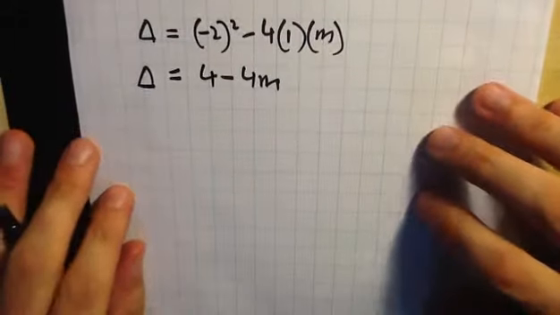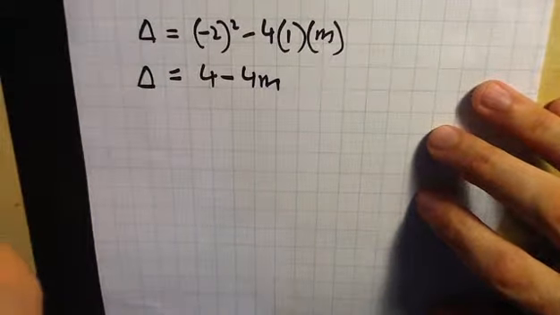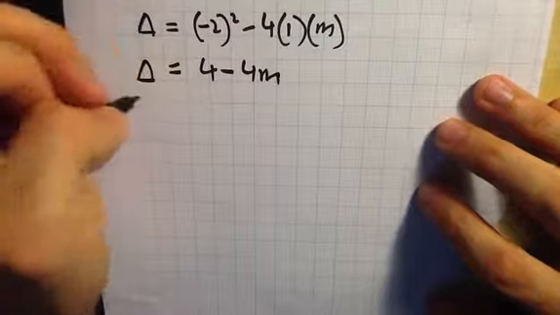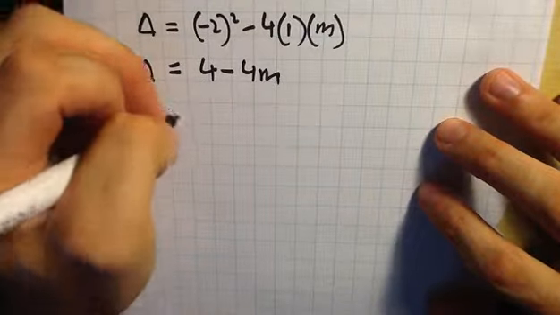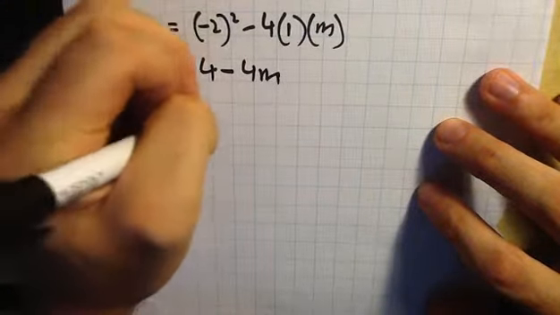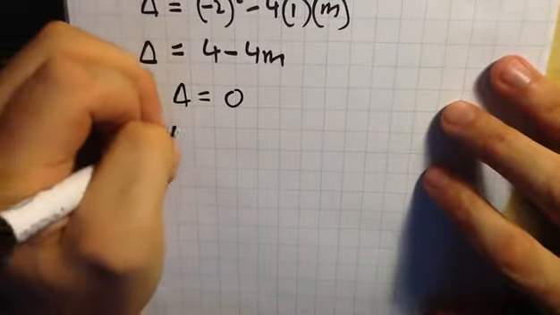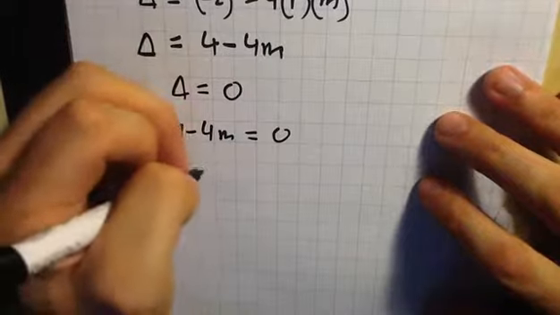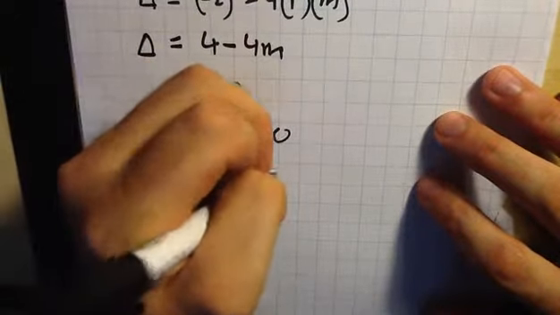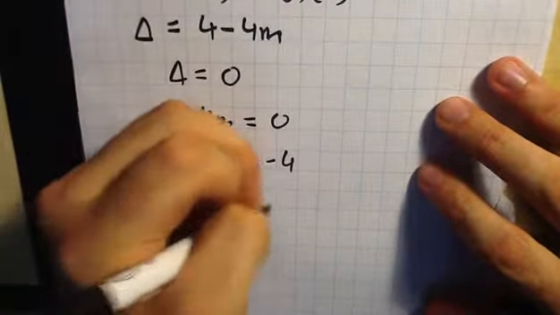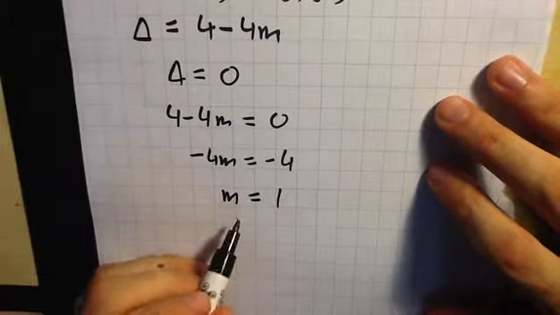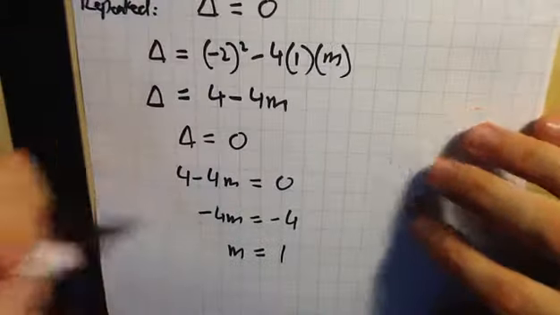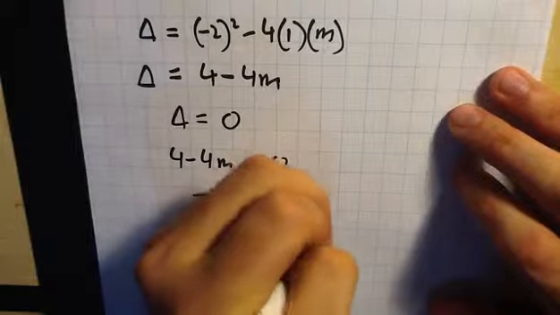So for repeated roots, this discriminant must be equal to 0. So I'm going to make the discriminant equal to 0. What is the discriminant? It's 4 take 4m. So that is equal to 0. So therefore, negative 4m is equal to negative 4. So you can see m is equal to 1. So when m is equal to 1, this quadratic has repeated roots.